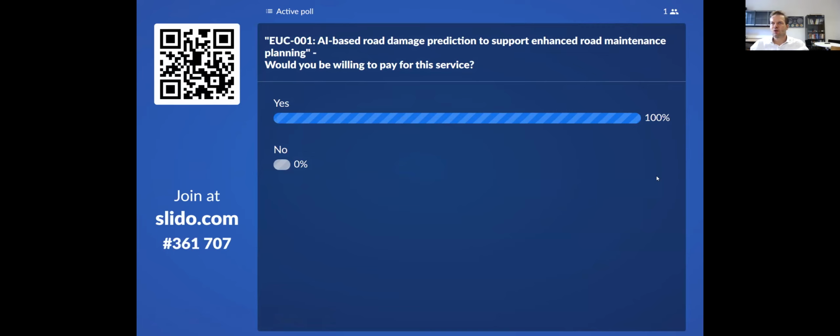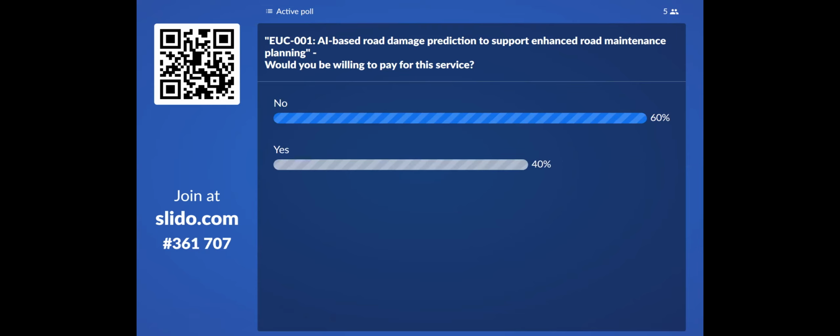So the first one was AI-based road damage prediction to support planning. I can see there are votes. Yes, I have a question here. What do you mean? Is it the infrastructure operator, or is it end users, drivers?